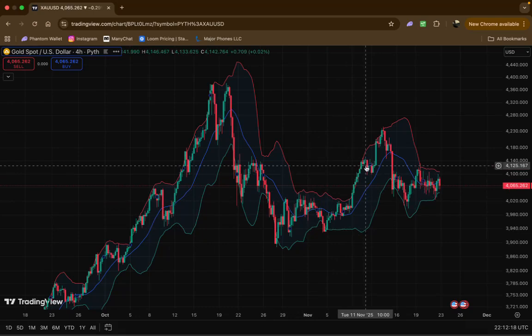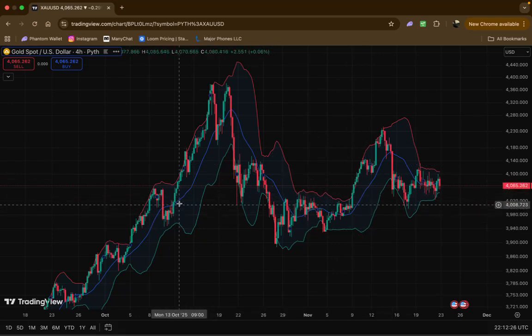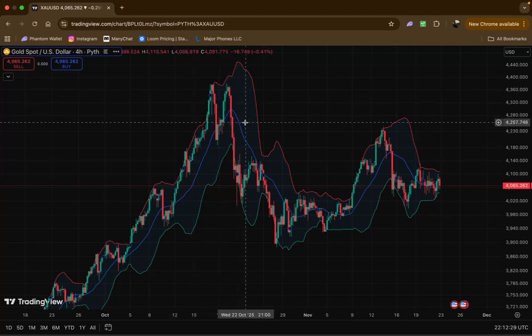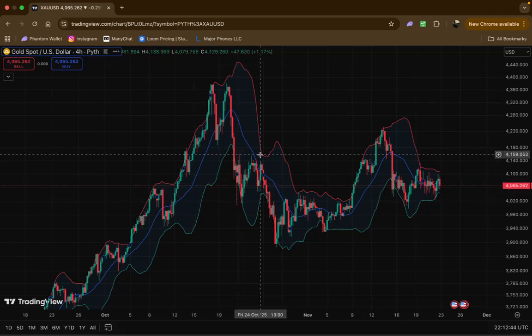Markets move in cycles. Expansion over here leads to contraction. And contraction leads to expansion. Your job is to recognize what cycle the market is in. This helps you understand whether to expect continuation or transition of whatever trend we're in right now. So let's talk more about these Bollinger Bands.